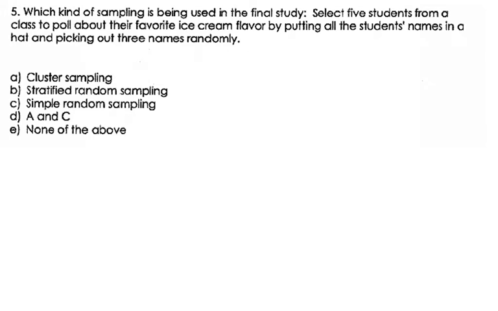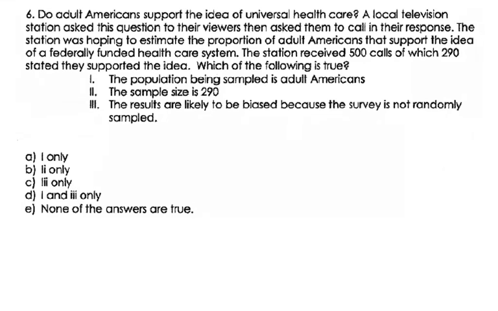So if you look at number 5, which kind of sampling is being used in the final study? Select 5 students from a class to poll about their favorite ice cream flavor by putting all the students' names in a hat and picking out 3 names randomly. So this is C. That's just a simple random sampling.